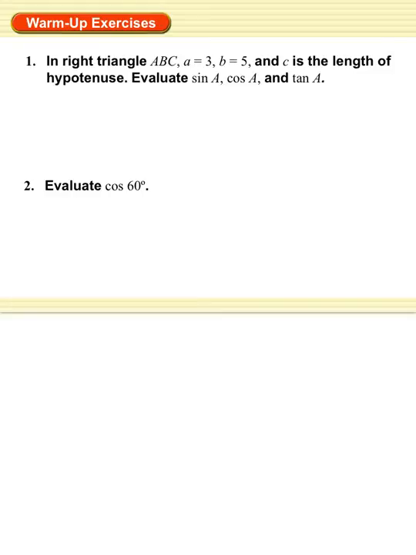So in a right triangle ABC, C is the length of the hypotenuse, A is 3, and B is 5. If you evaluate sine A, cosine A, and tangent A, first of all, we need to do the Pythagorean Theorem to find the length of C. So we're going to do 5 squared plus 3 squared equals C squared. 25 plus 9 is 34. Square root of 34 is C.